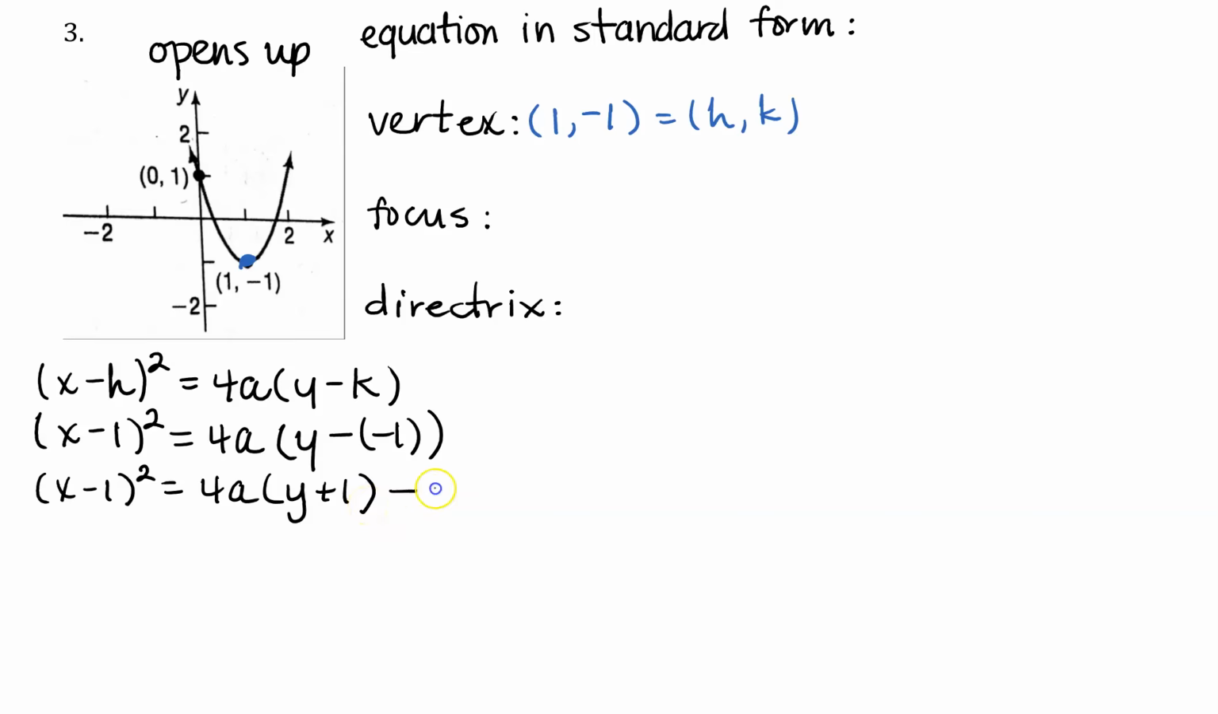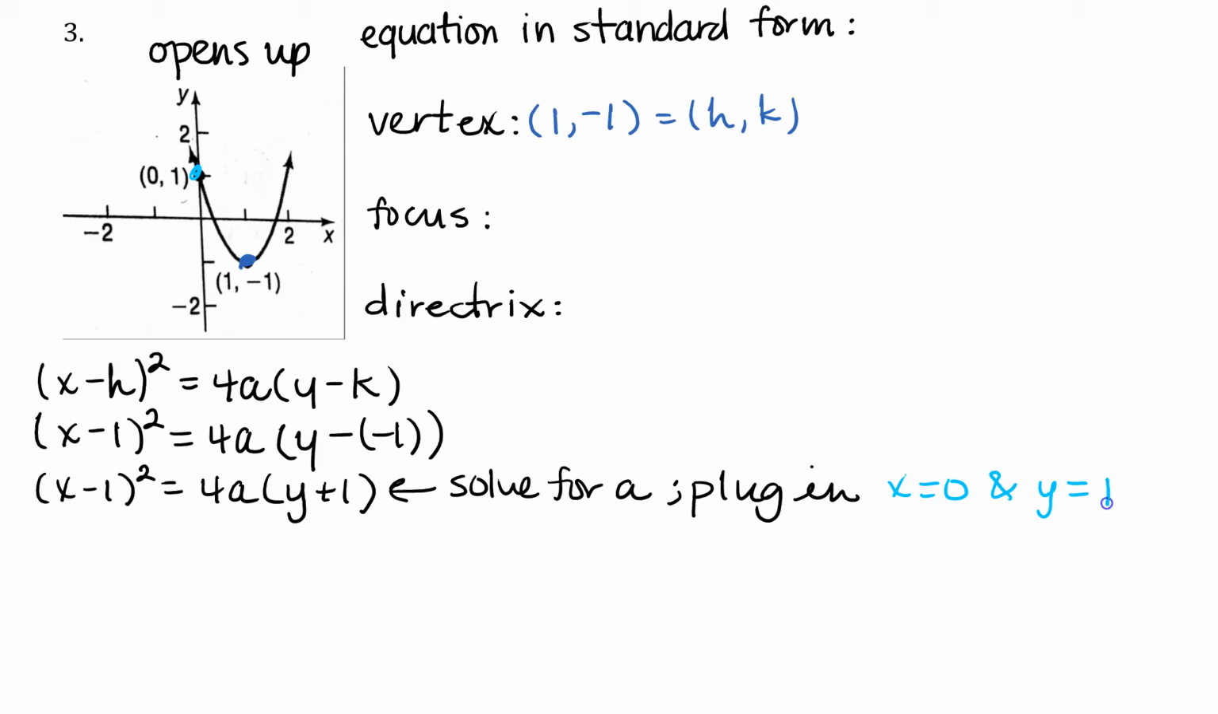We want to solve for a, and so to do that, I'm going to plug in the other point that we were given on the parabola. We were given that this parabola goes through the point (0, 1). So I'm going to plug in x equal to 0 and y equal to 1. So plugging in x equal to 0, we have (0 - 1)^2 equal to 4a, and then plugging in 1 for y, we have 1 + 1, and now we can solve for a.